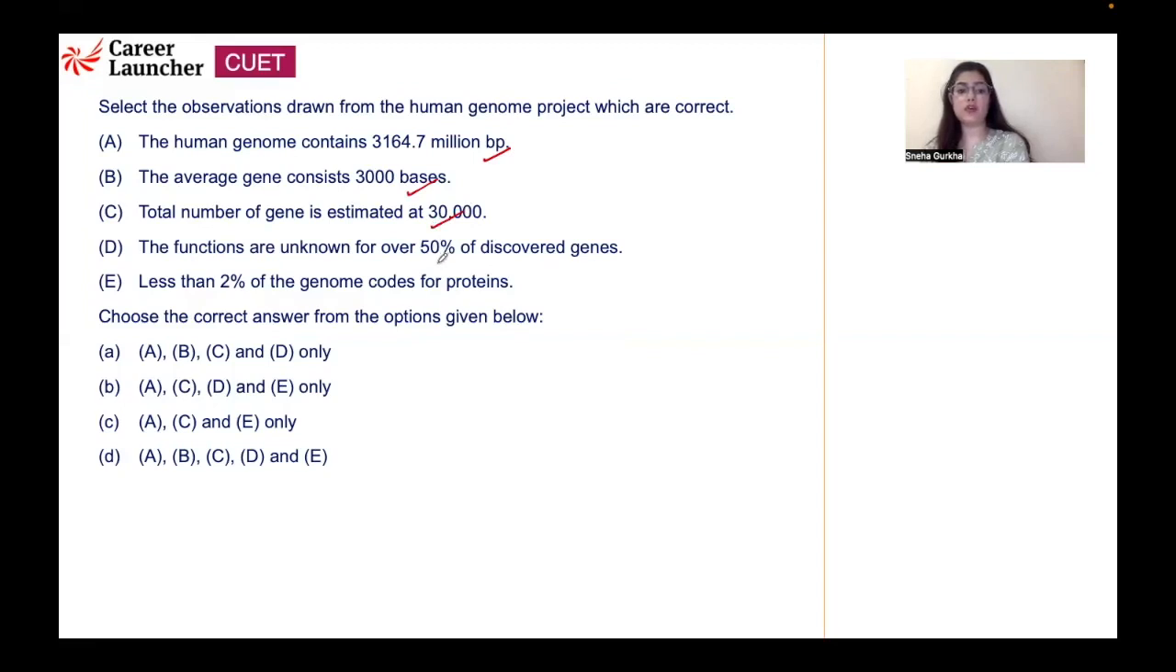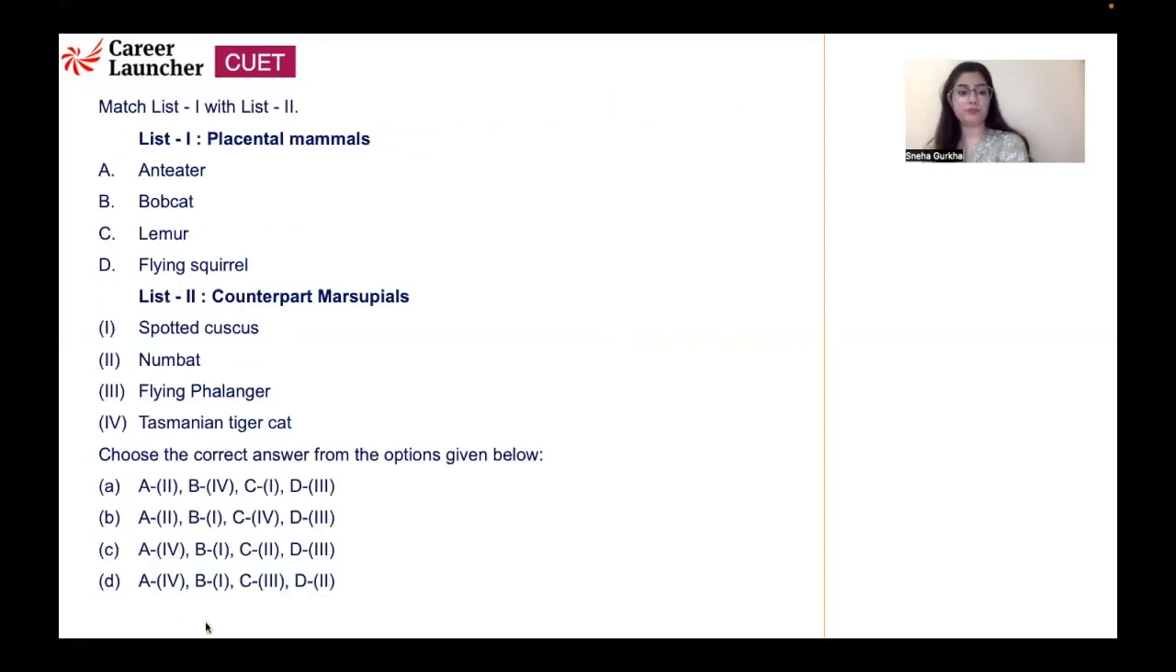The functions are unknown for over 50% of discovered genes, correct. Less than 2% of the genome codes for proteins, correct. So all these statements that are given, A, B, C, D, and E are correct. So option D is the correct option.